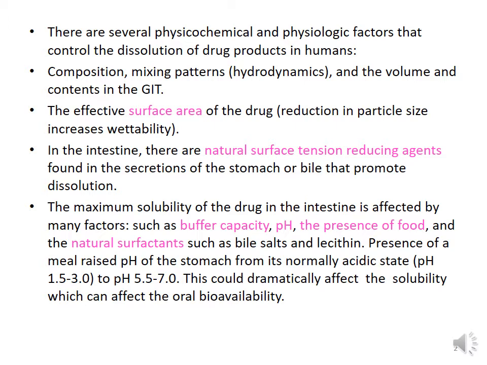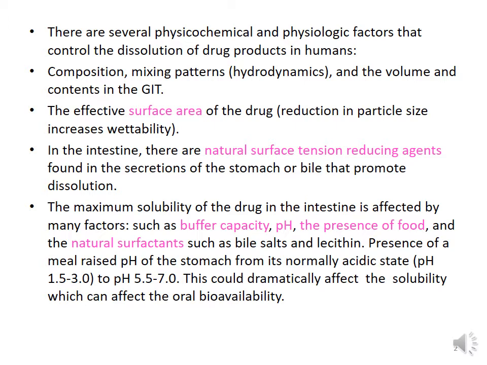There are several physicochemical and physiologic factors that control the dissolution of drug products in humans and need to be considered when designing dissolution tests. They are the composition, mixing patterns, and volume of the contents in the gastrointestinal tract.